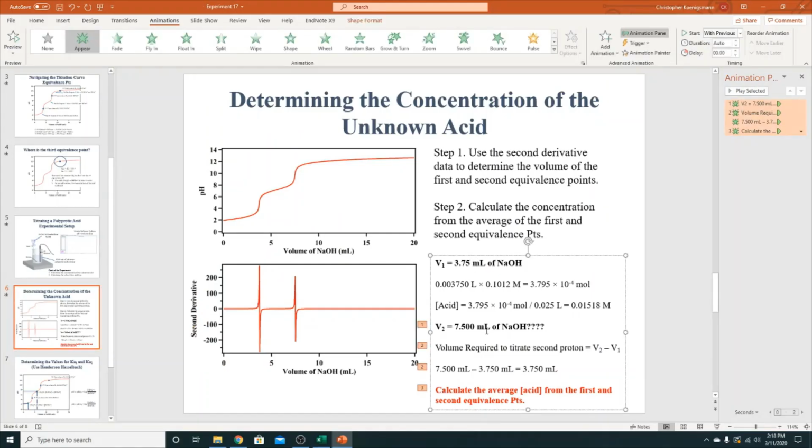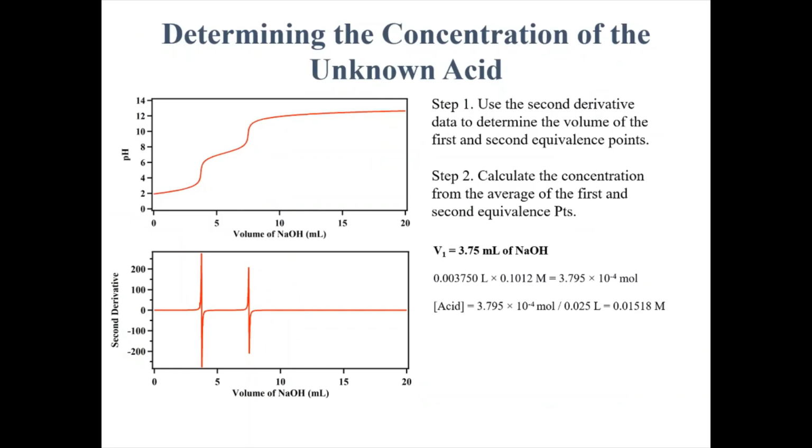So we said that it was going to be 3.75 with the correct number of significant figures. So with 3.75 mL of NaOH, we can do our calculation. I take my volume, multiply it by the concentration of the base, 0.1012, and I get the number of moles from that multiplication. Then to get the concentration of the acid, we take the number of moles and divide it by the volume of the acid that we put in, which was 25 mL. And then I get a number here, which is 0.01518. With proper significant figures, we would round that to 0.0152.